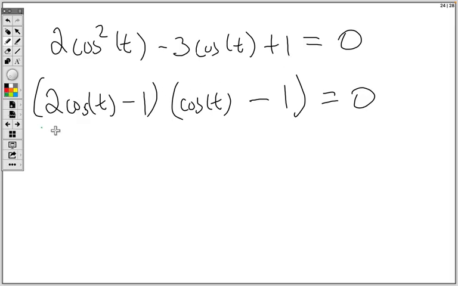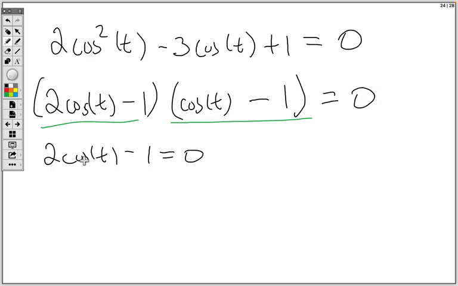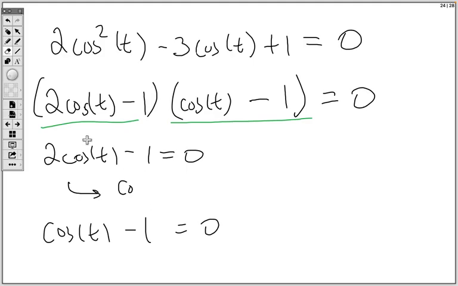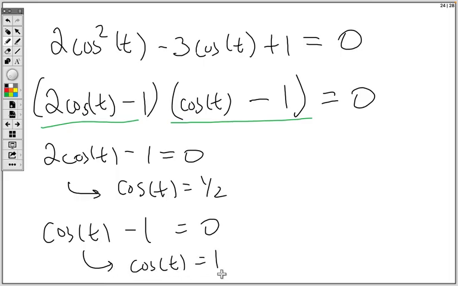So now that I have factored, I've got 2 things multiplied together to give me 0. That means one or the other of those things has to be 0. So either 2 cosine t minus 1 is 0, or cosine t minus 1 itself is 0. From the first equation, I get cosine of t would have to be a half. From the second one, I get cosine of t is 1. So now I have 2 of these equations to go solve.